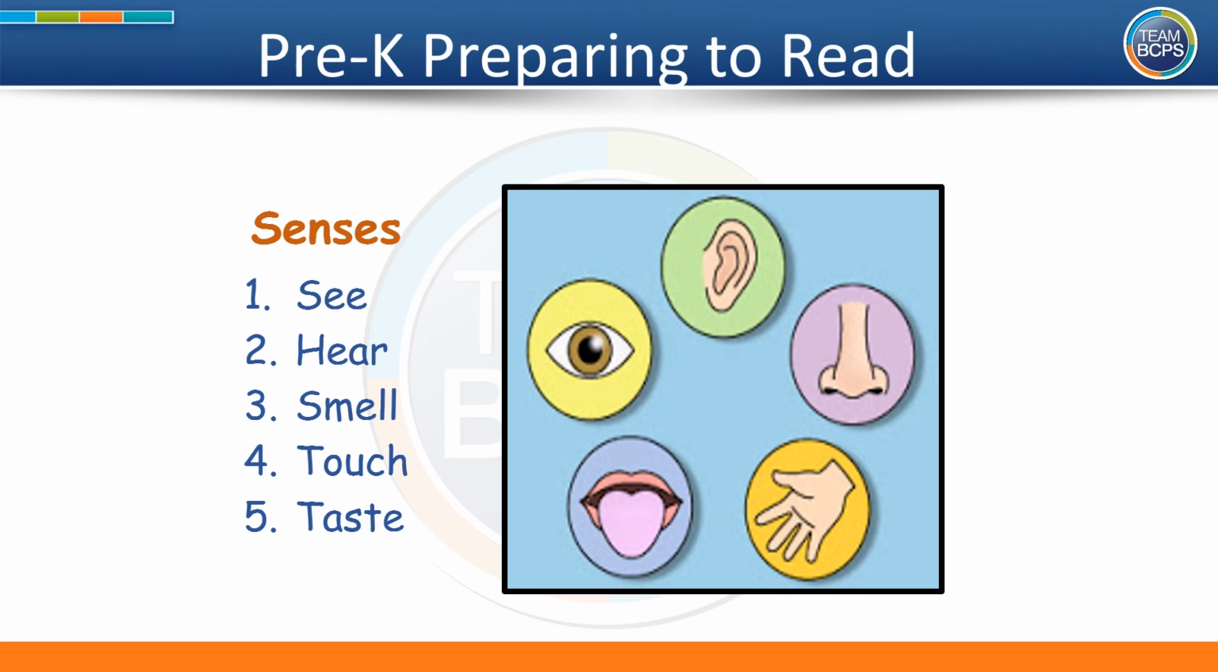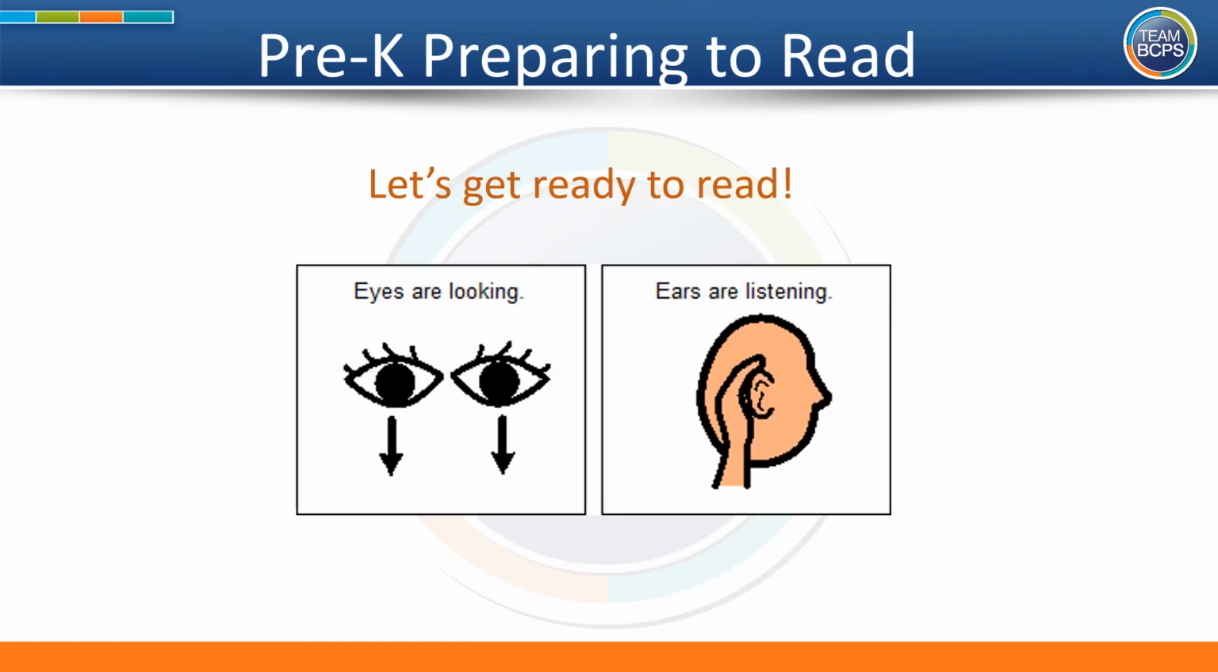As we read our story today, I will ask you to identify the senses the main character in our story uses to help us to describe items found on the earth and in the sky. Okay, friends, let's get ready to read. Eyes are looking, ears are listening. Let's begin The Earth and I by Frank Ash.